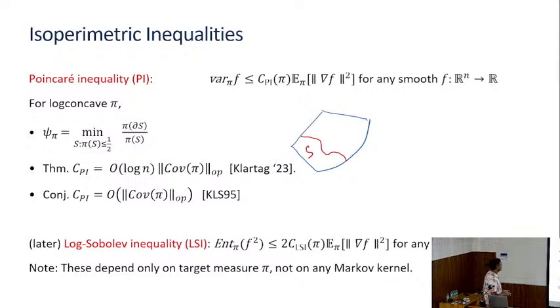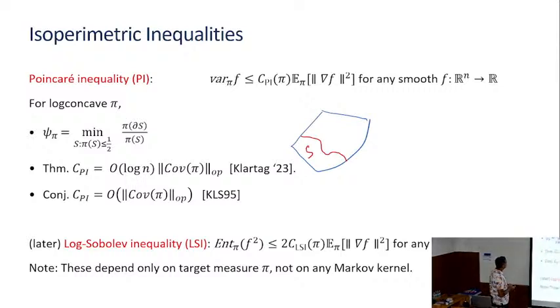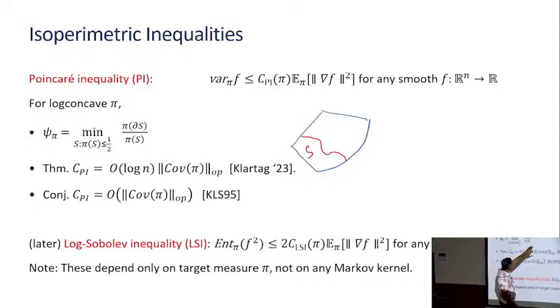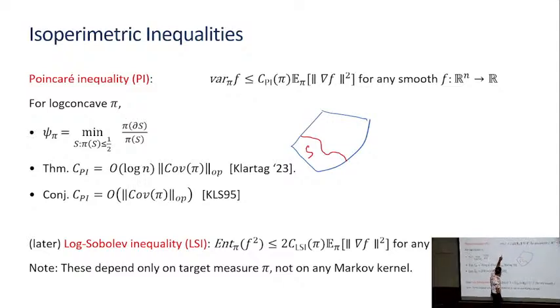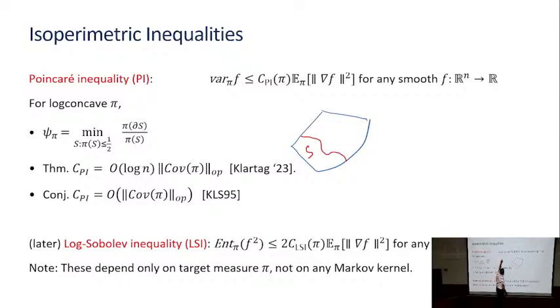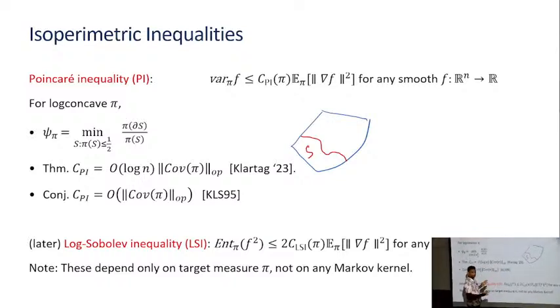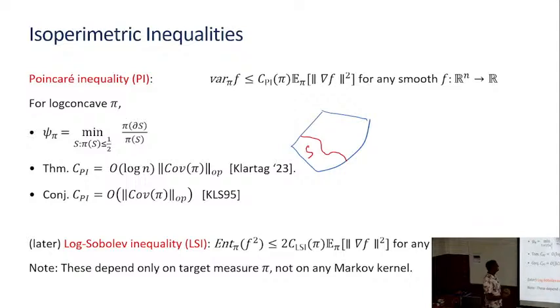Now we mentioned briefly the connection with functional inequalities. So a little bit more detail. The Poincare inequality is an inequality for a target distribution pi. It is the following statement: for any smooth function, the variance of the function over this distribution is bounded by a constant called the Poincare constant times the expectation of the squared norm of the gradient. If you can do this for any function, then whatever constant you can do it with is the Poincare constant.